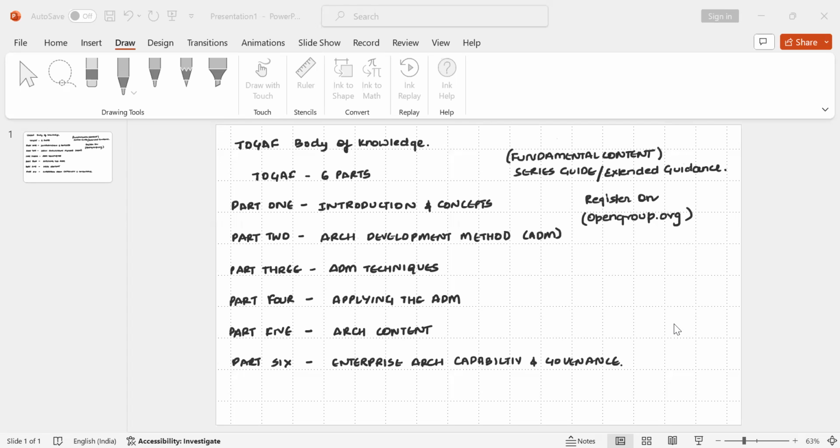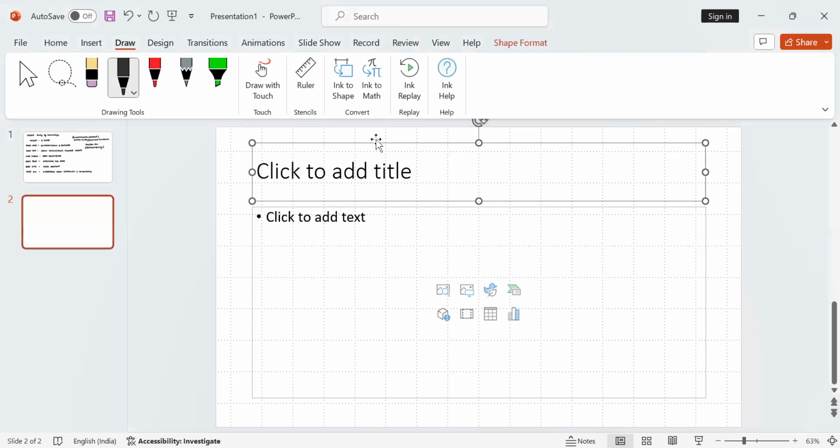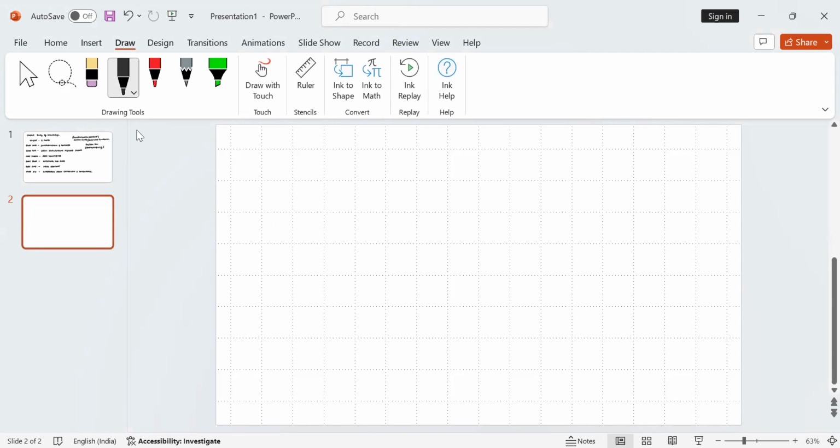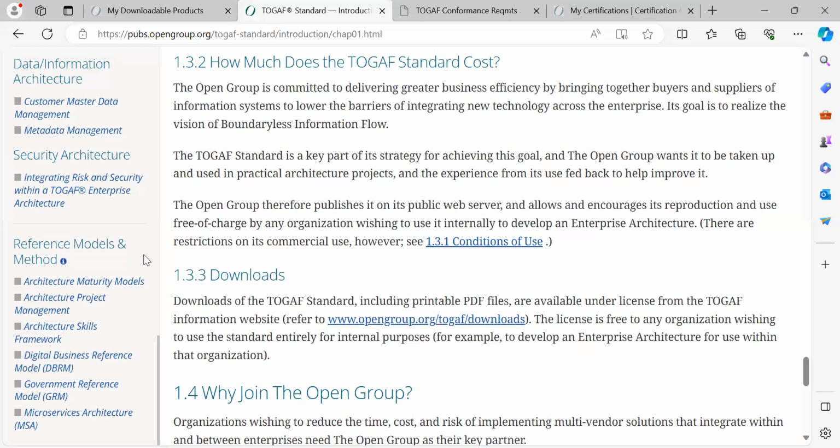Now, today I am going to only focus on part one, which is introduction and the core concepts, which you are going to study for your exam. Okay, so let us understand what exactly you should be looking into in regards to part one when you are studying. Now, going back to our digital edition, just to correlate it with the book as well.